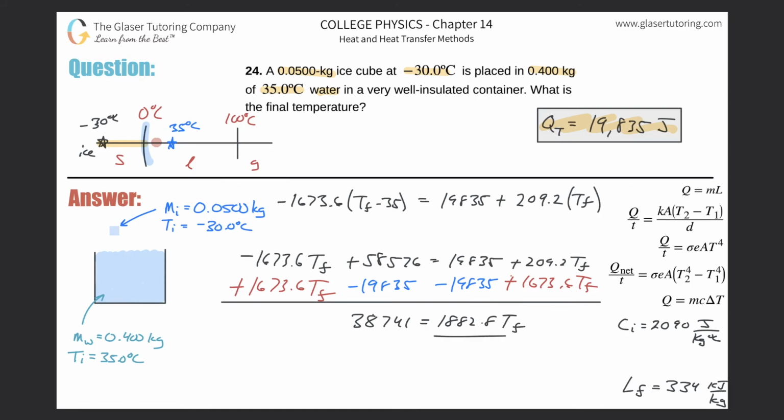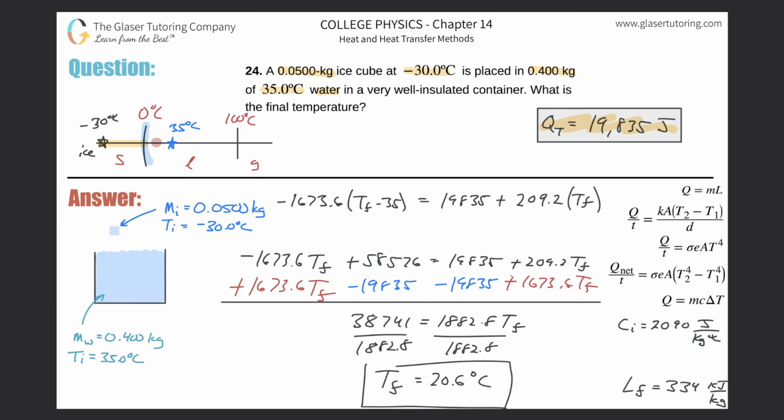I'll just double check at the end, make sure the answer is reasonable. And if it is, we're good to go. 1882.8. All right. Just always calculate it right on your own. Just double check me. Okay. So here we'll get 38,741 divided by then that value. And we're going to get an answer of about 20.6 or so. Right, 20.6 degrees Celsius.